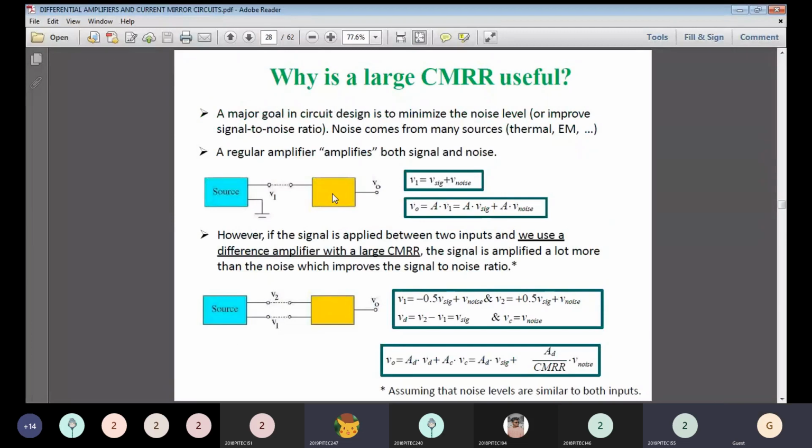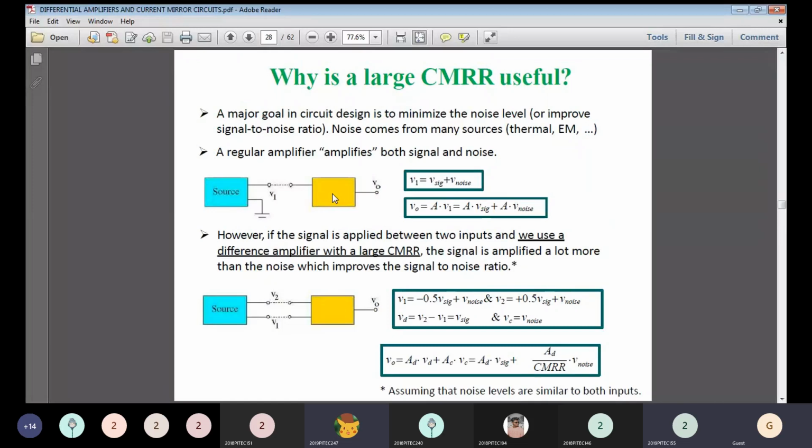Why is a large CMRR more useful? A major goal in circuit design is to minimize the noise level. We have to improve the signal to noise ratio, that is signal divided by noise, so in the ratio we are going to improve the signal level and minimize the noise level. Noise comes from many sources.